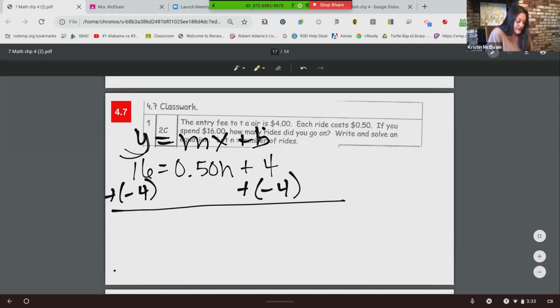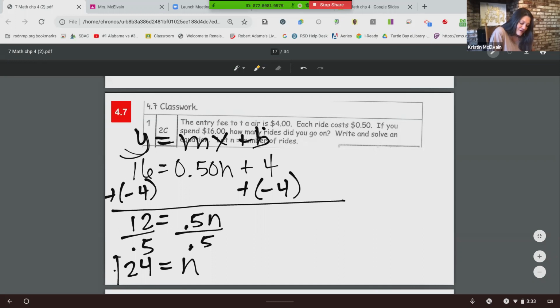Okay. So that's going to give us 12 equals 0.5n. So that 0.5n, that's multiplication, 0.5 times n. To undo that, the opposite of that is division. So we're going to divide both sides by 0.5. Okay. And that's going to give us 24 equals n. And that's our number of rides. Okay. So if you think about it, if you go on 24 rides and they cost 50 cents each, that's going to cost you $12. All right.